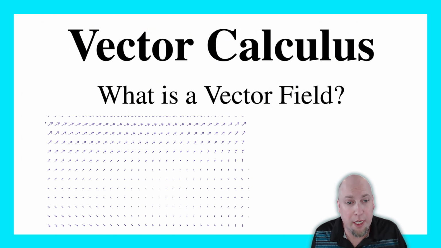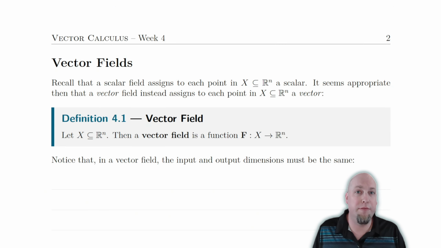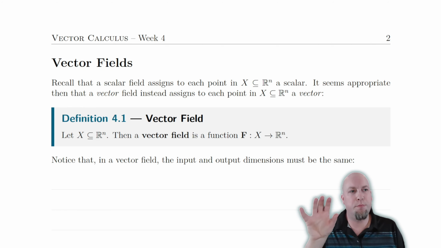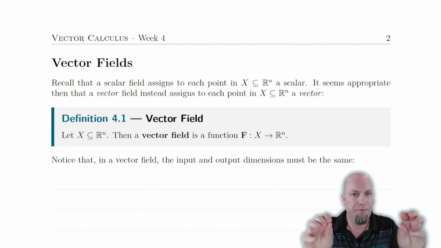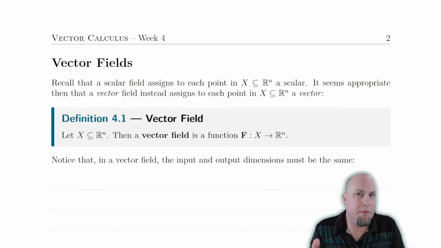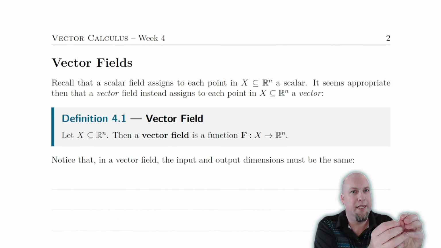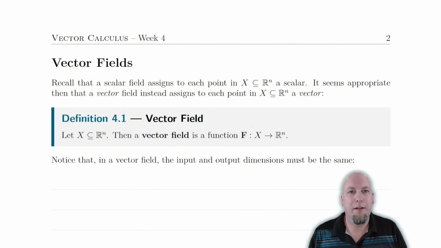What is a vector field? Based on the name vector field and the fact that we spent all of last week talking about scalar fields, you could probably guess what it is. Remember, a scalar field is a function that assigns to each point in space a scalar, so it's a function from Rn to R. A vector field is going to do the same thing, except instead of assigning to each point a scalar, it's going to assign to each point a vector, like an arrow. That's all it's going to be.